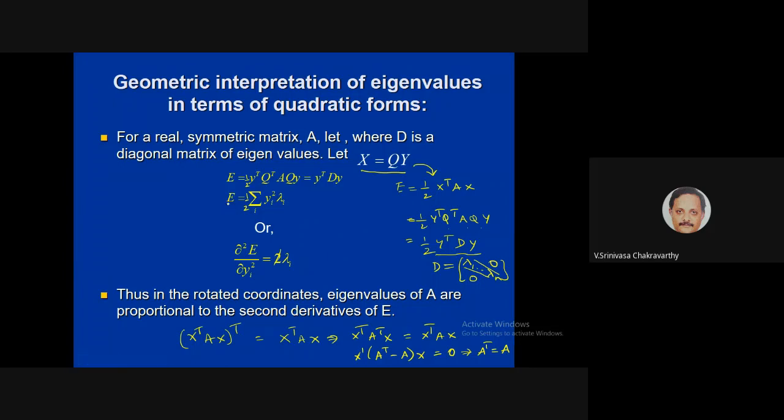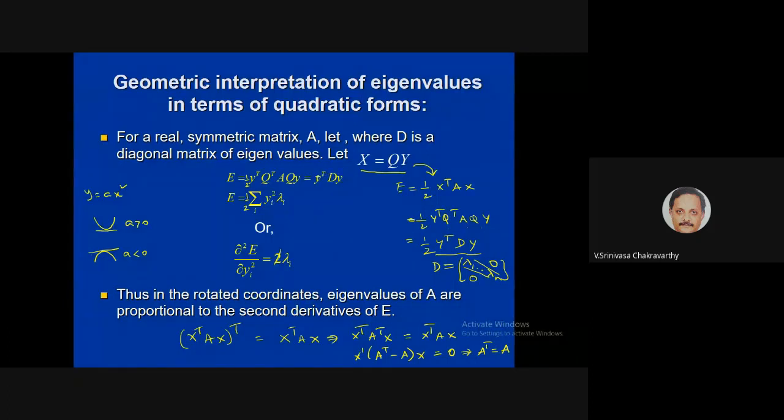So how do we understand this function x transpose Ax? How do we geometrically interpret that? Because a quadratic function is easy to understand. We have y equal to some ax square. I just know that it is like this if a is positive, and it is like this if a is negative. So this is very easy to understand geometrically. But how do you understand an expression like E is equal to half of x transpose Ax? What does it mean? So let us do that.